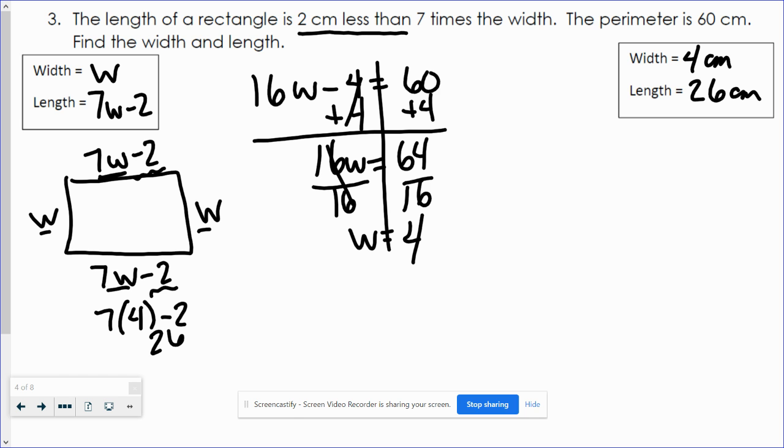Now, I haven't said this yet, but on rectangle problems, to find the perimeter, you could just add one of the lengths and one of the widths, and then multiply it by 2, because you really have 2 of each of those. So if I add the 4 plus the 26 that I have over here, that's 30. That'd be halfway around. Double that, I get 60. There's my 60 centimeters.